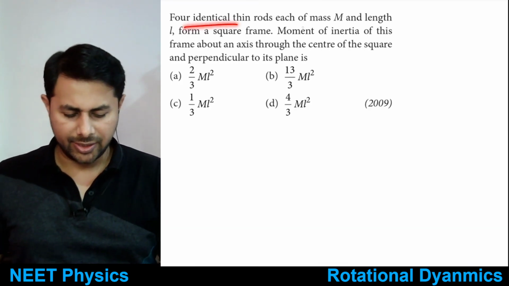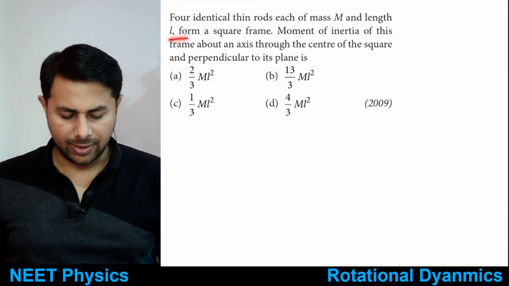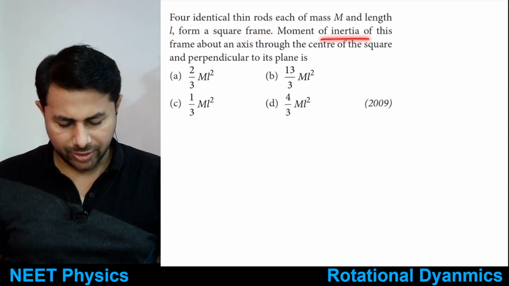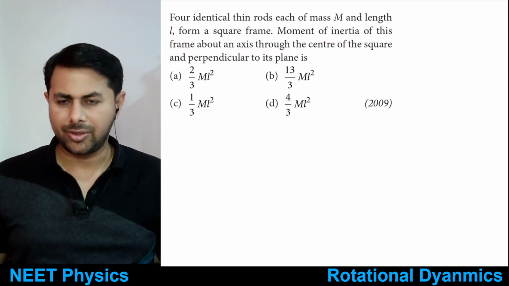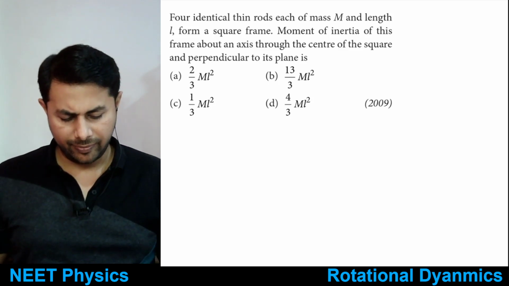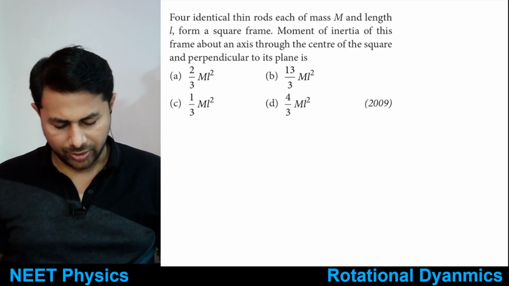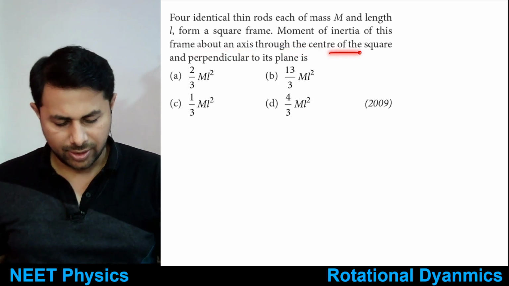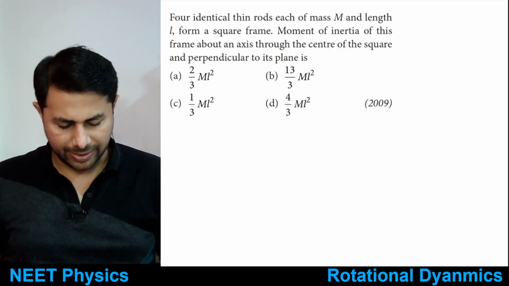Four identical thin rods, each of mass M and length L, form a square frame. The moment of inertia of this frame about an axis through the center of the square and perpendicular to its plane is. Okay, so you have four rods forming a square frame, and you want to find its moment of inertia about an axis through the center of the square and perpendicular to its plane. So let's find it out.